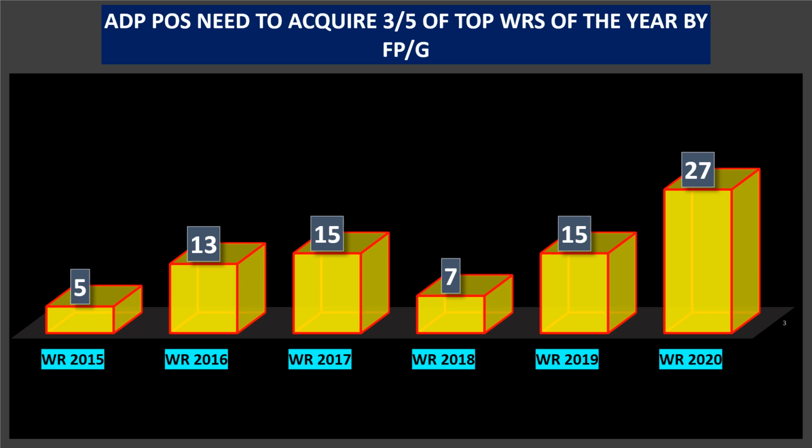ADP, this is another mental exercise. ADP positions needed to draft to acquire 3 of the top 5. So some years it's been great. 2015, all you had to do is pick the top 5, and 3 of those were in the top 5. So you had a good shot, right? Nice shot. 13th, 15th, 7, 15, 27. Last year was the worst year in 6 years. You had to go really deep to find those.